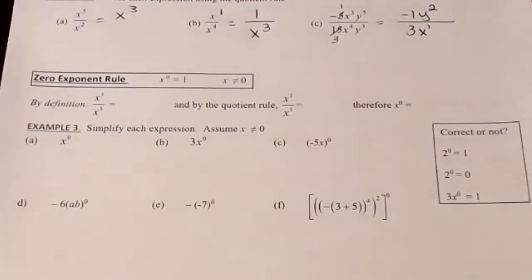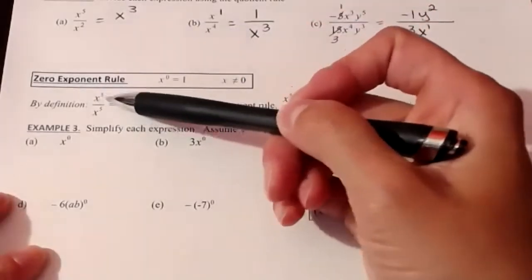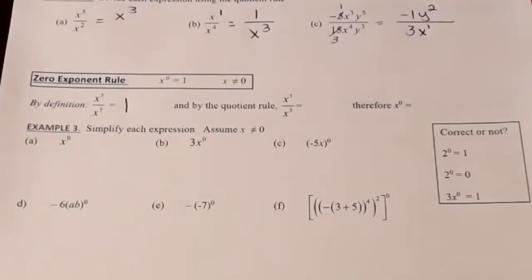Next, we have the 0 exponent rule, which essentially means that anything raised to the 0th power is 1, right? Except for 0 raised to the 0. That's something we need to keep in mind. Notice here I have x to the 5th divided by x to the 5th. Well, that's 1, right? They completely cancel, they completely divide out.